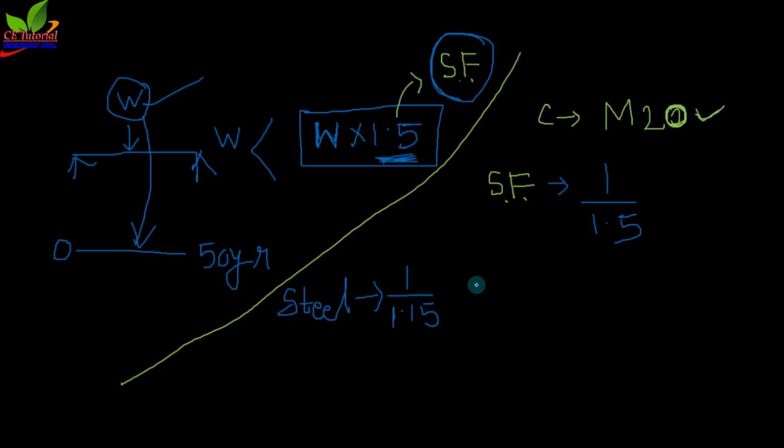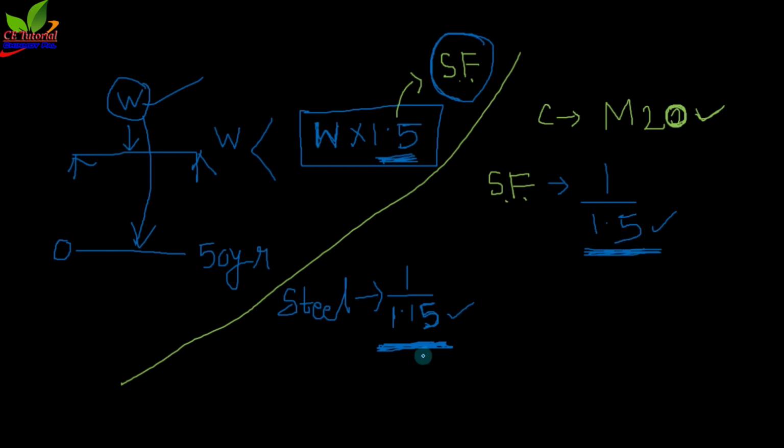Why do we consider different values for steel and concrete? Could anyone tell me? Why do we consider the value of factor of safety for steel lower than the factor of safety for concrete? For concrete we are considering the value 1.5 and for steel it is 1.15, which is less than 1.5, isn't it? So why for steel do we have to consider the lesser value?